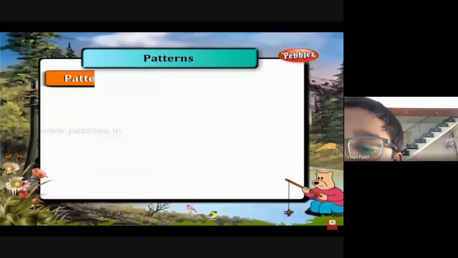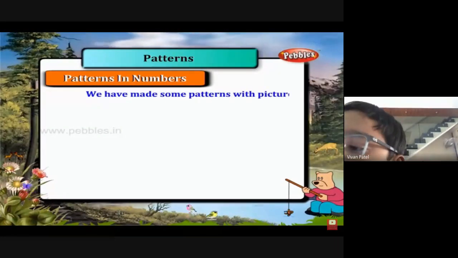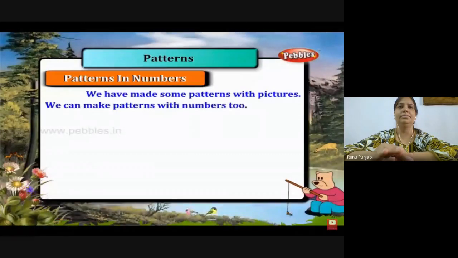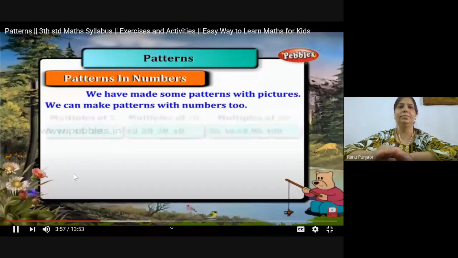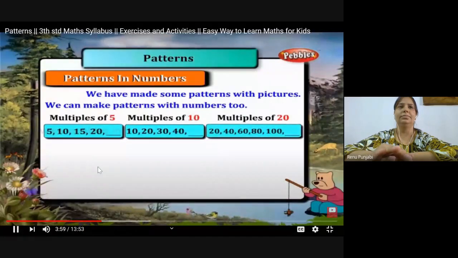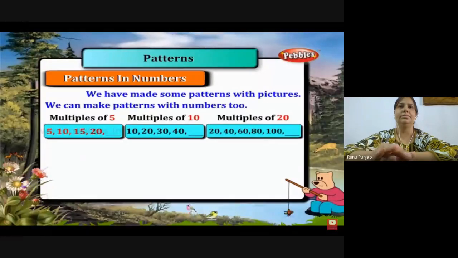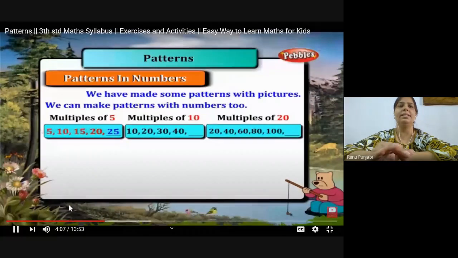Patterns in numbers. We have made some patterns with pictures. We can make patterns with numbers too. Look at these rows of numbers. 5, 10, 15, 20, 25. So what will come next? Yes, multiples of 5. Then multiples of 10: 10, 20, 30, 40, what will come next? 50. Very good.